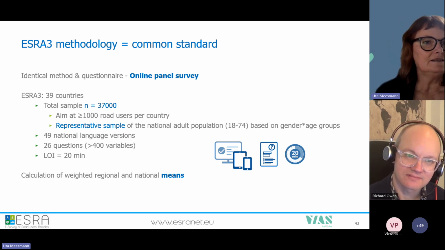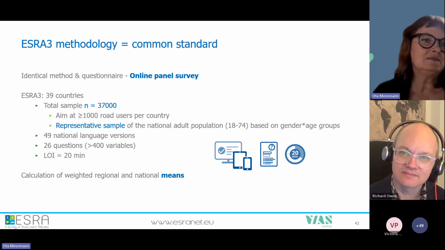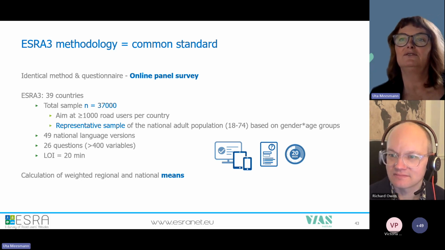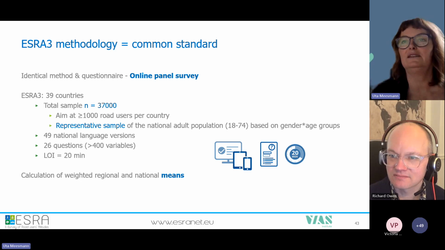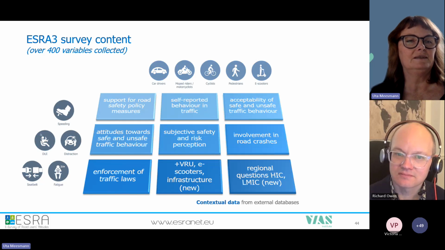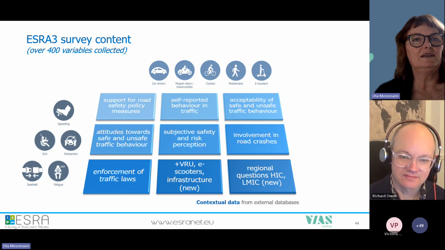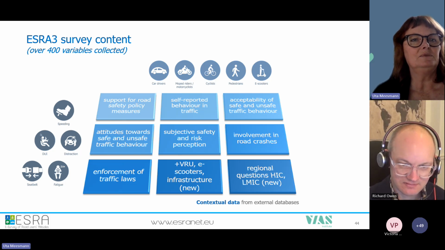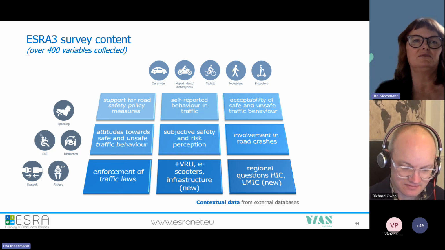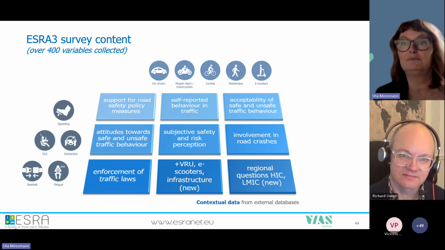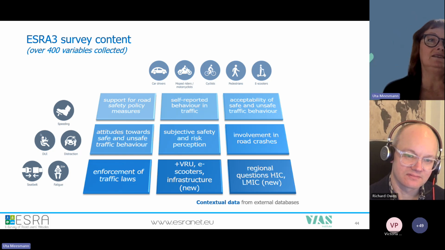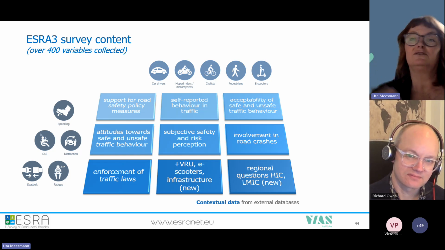It takes about 20 minutes to fill in the questionnaire, and we have more than 400 variables for which we all calculate regional and national means, and which are displayed also in our ESRA dashboard on our website. So here you can see the content of our survey, of our questionnaire. We target 5 different road user groups and 5 key road safety topics. And for each of these topics, we have different themes which range from self-reported behavior, the acceptability of this behavior, but also related attitude, support for policy measures, or enforcement perception.